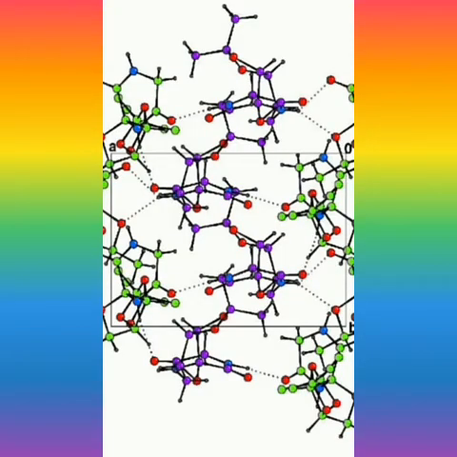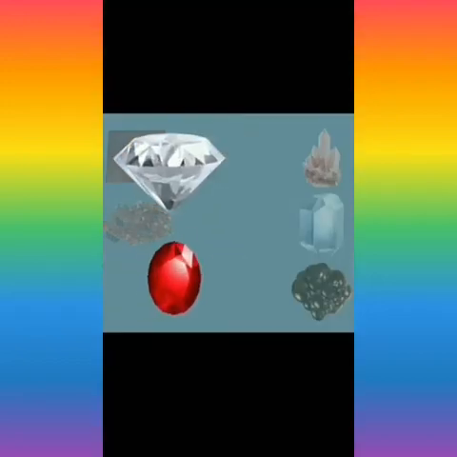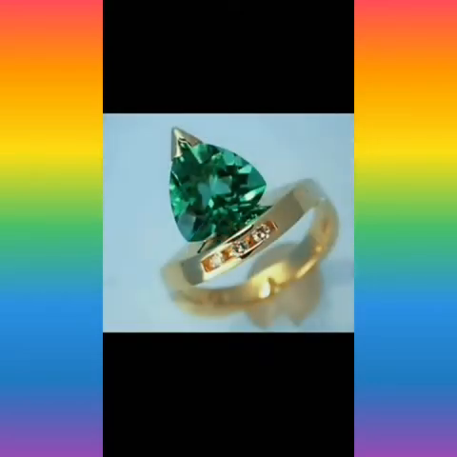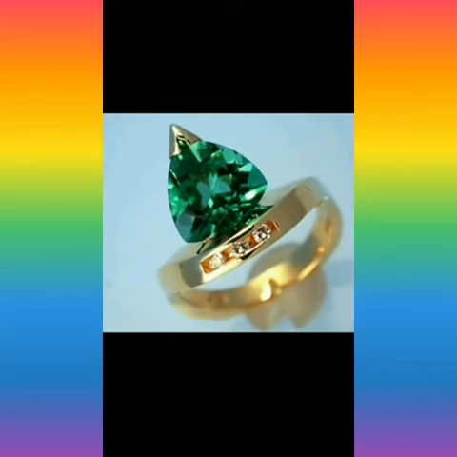Crystal system predictions have been used to study organic molecules. Some, like diamonds and rubies, are known for their rarity and beauty. These are precious stones which are used in jewelry.